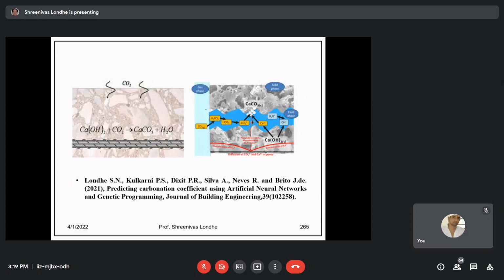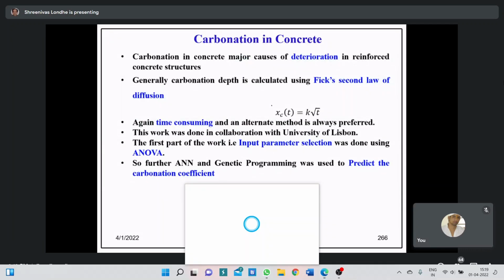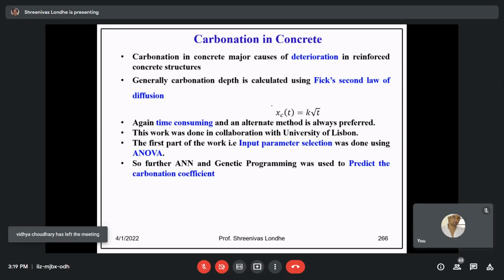work which was done. Now let us come to another property, that is carbonation. So we know what carbonation in concrete is, one of the major causes of deterioration. Carbonation depth is basically calculated using Fick's second law. We all know about this. However, again, the traditional method is time consuming, and it's very important that you have an alternative method.